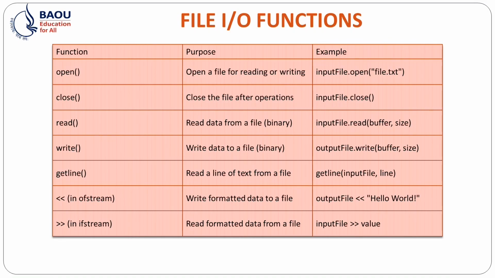So getline is how we will read a line from a text file. We write getline, then the input file and the line, whichever line we want to read. So these are the file input output functions.